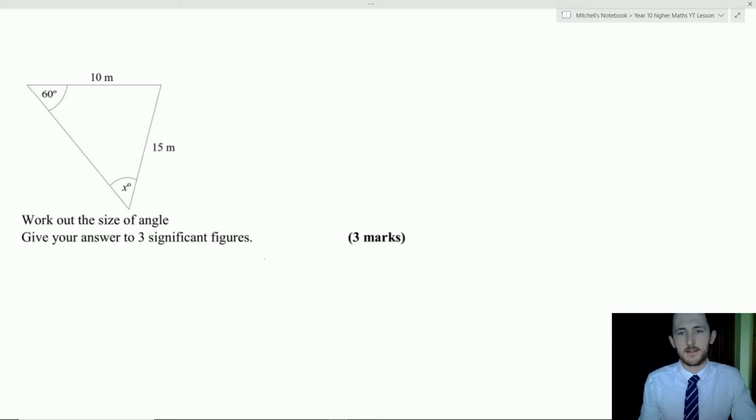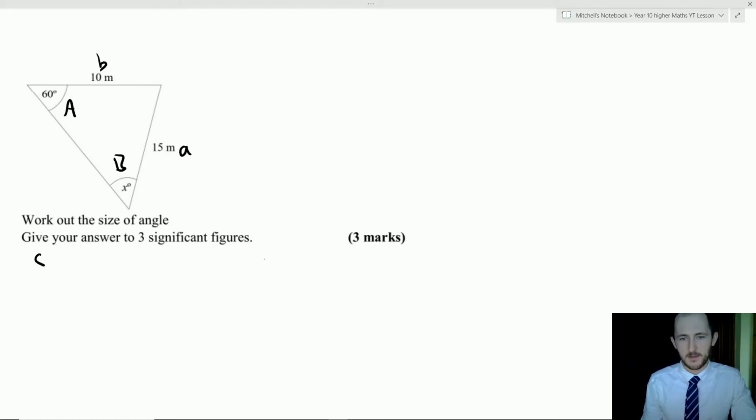Cool. So once again, label up the sides. So this is the one we have, so I'm going to call it A. This is the side we have, so I'm going to call it lowercase a. The angle we want, let's call capital B. So we want, let's call lowercase b. Nice and easy, right? Work out the size of the angle.